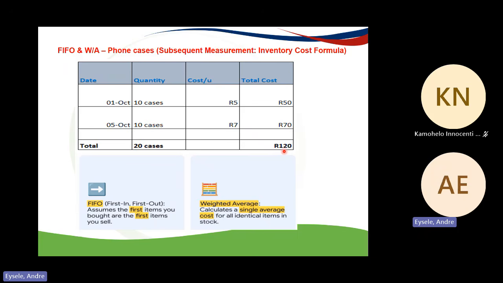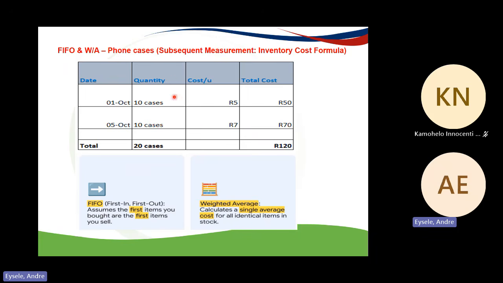and weighted average valuation techniques. As indicated, this is already under your lesson 2.4, where there is an extended video done on valuation techniques. But just quickly, what is first in, first out? It assumes that the first items you bought are the first items you sell. Weighted average calculates a single average cost for all identical items in the stock.